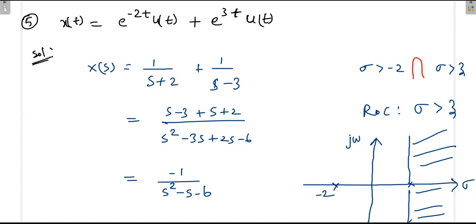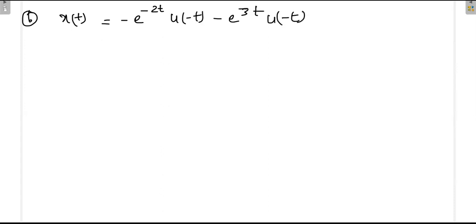Next question, 6. X of t is equal to minus e power minus 2t u of minus t minus e power 3t u of minus t. Solution. The first signal is the left sided signal, so that we can observe this minus inside. So X of s is equal to 1 by s plus 2. But what is the ROC? ROC is sigma less than minus 2, because this is left sided signal.